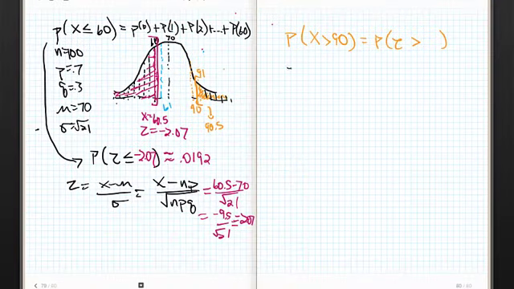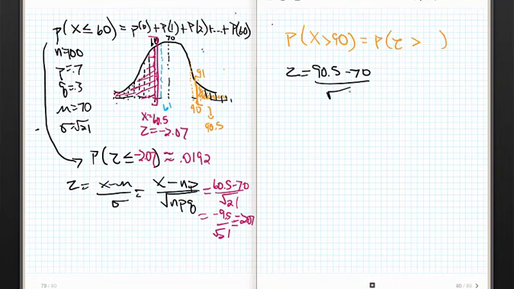So let's figure this thing out. I know that z is going to be equal to 90.5 minus 70 divided by the square root of 21. Oh wow, this is going to be crazy, isn't it? That's 20.5 divided by root 21, which is equal to 4.47 standard deviations away from the mean.